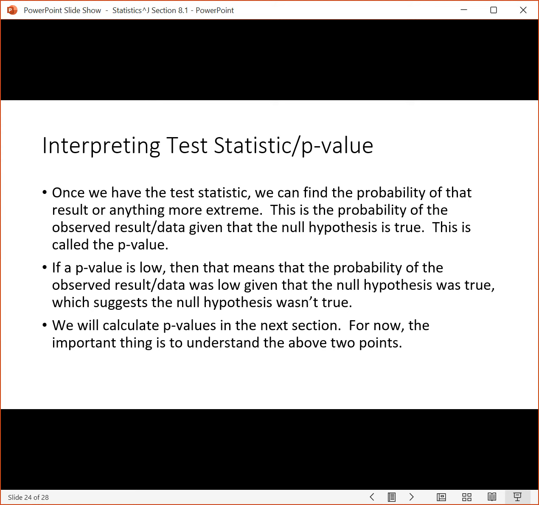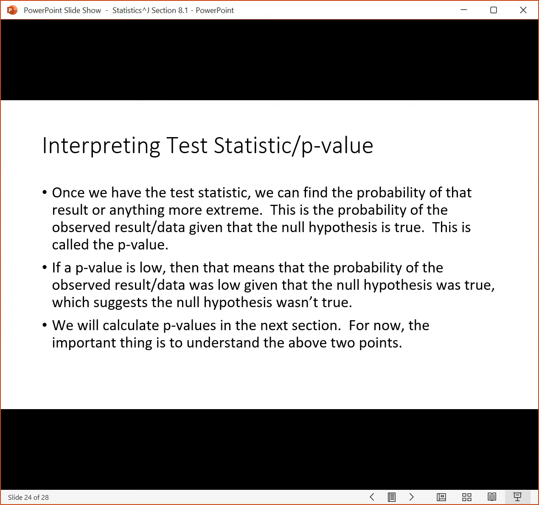All right, so interpreting the test statistic in terms of probabilities, that's another type of interpretation. Once we have the test statistic, we can use it to find the probability of getting a result that is that level or more, or anything more extreme. This would be the probability of the observed result from your experiment, given that the null hypothesis is true. So again, we start off, we say the null hypothesis is true, we do an experiment, and then we want to know what is the probability of getting that outcome. And then if the probability is low, we'd say, okay, the null hypothesis probably wasn't correct, if we assumed that was true, and then we did an experiment and got something that shouldn't happen, right?